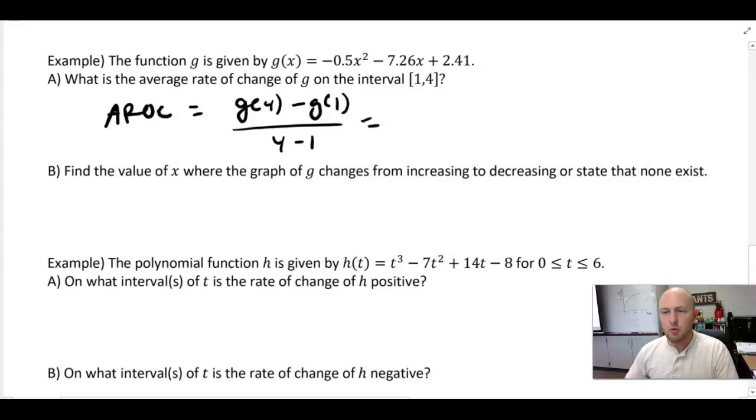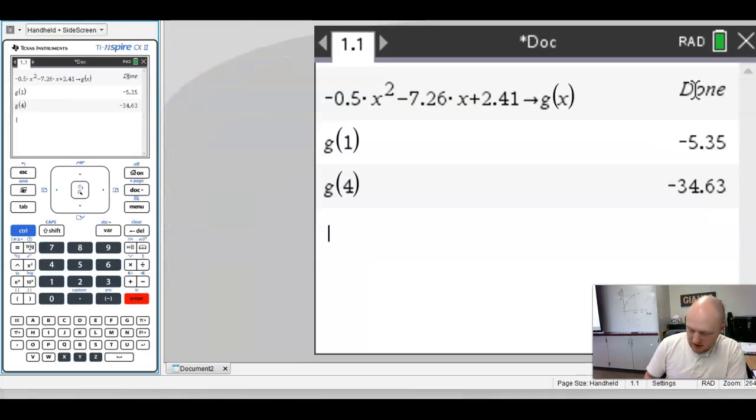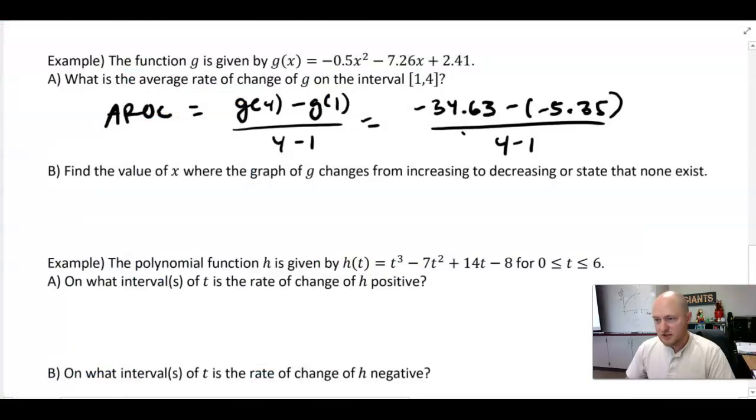On the AP exam, you want to include this. This is called the difference quotient. So I'm going to include these values, and this is negative 34.63 minus a negative 5.35 over 4 minus 1. So again, here's your difference quotient, and this is necessary to earn the point. And then we're just going to use our calculator to compute this for us.